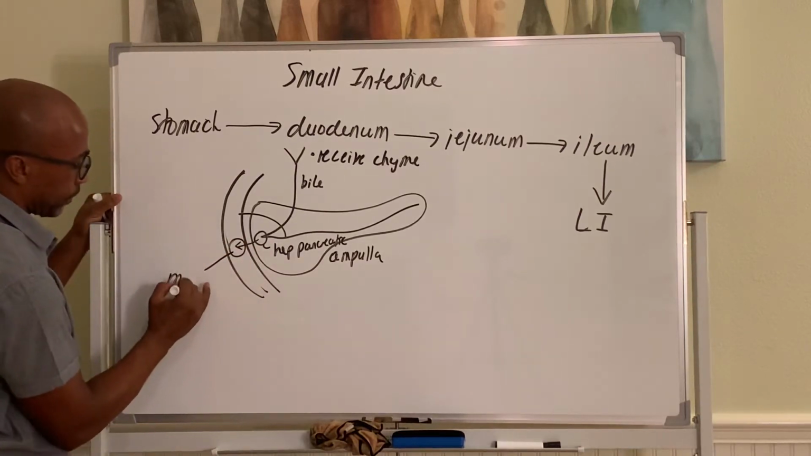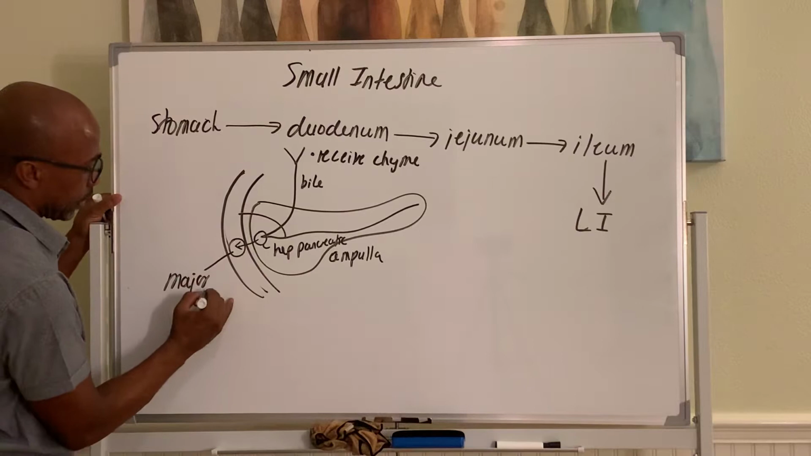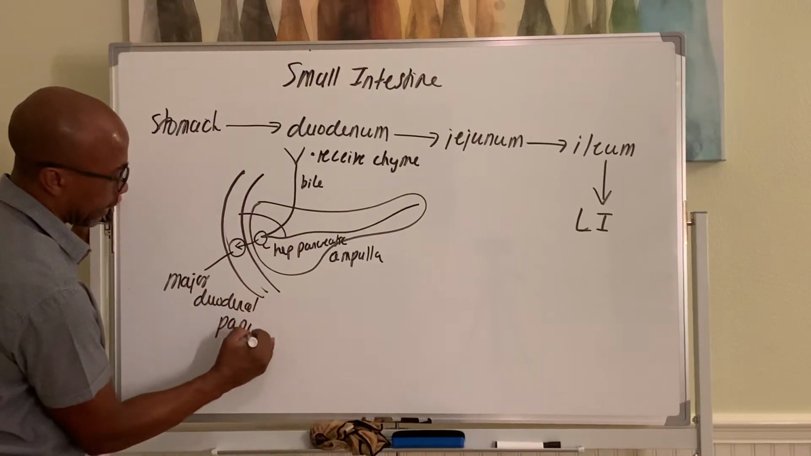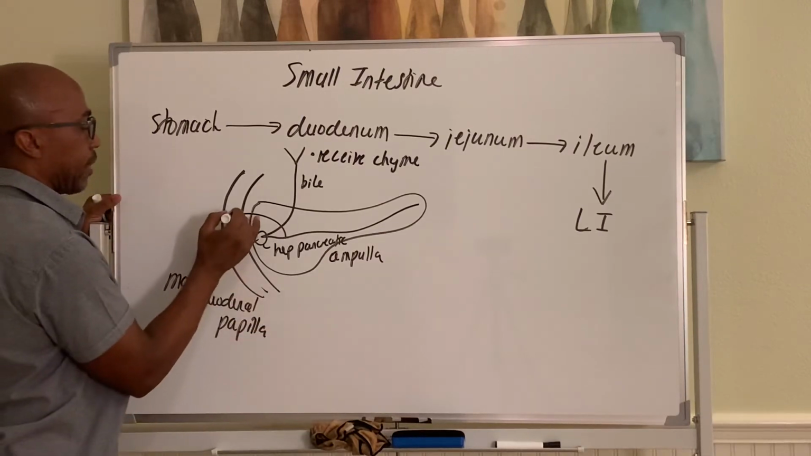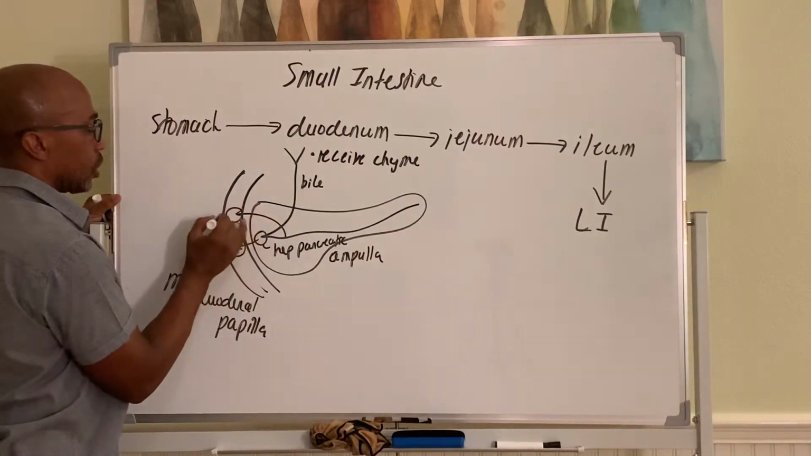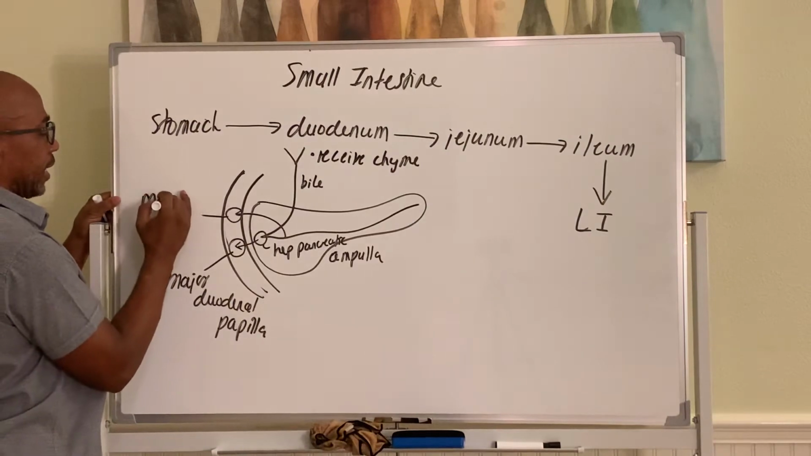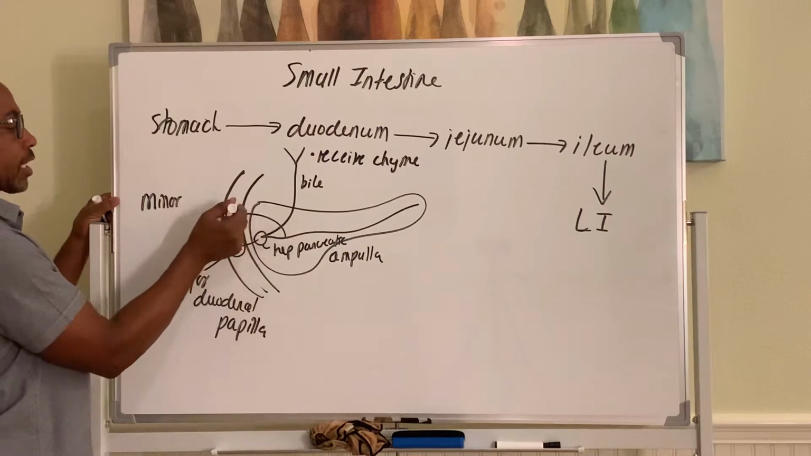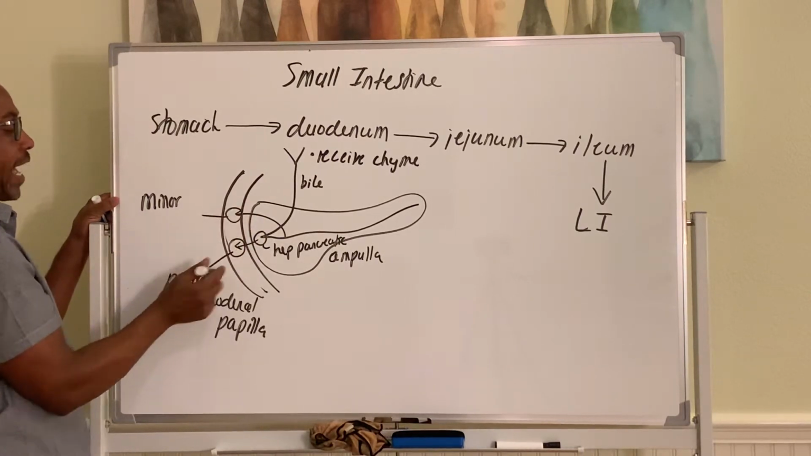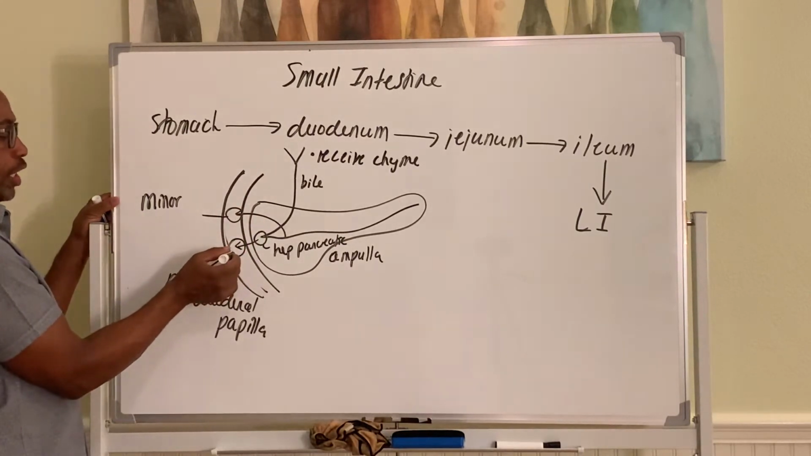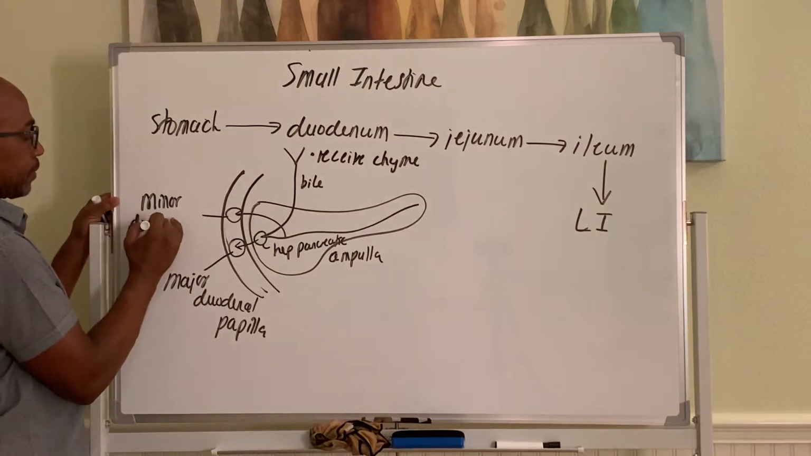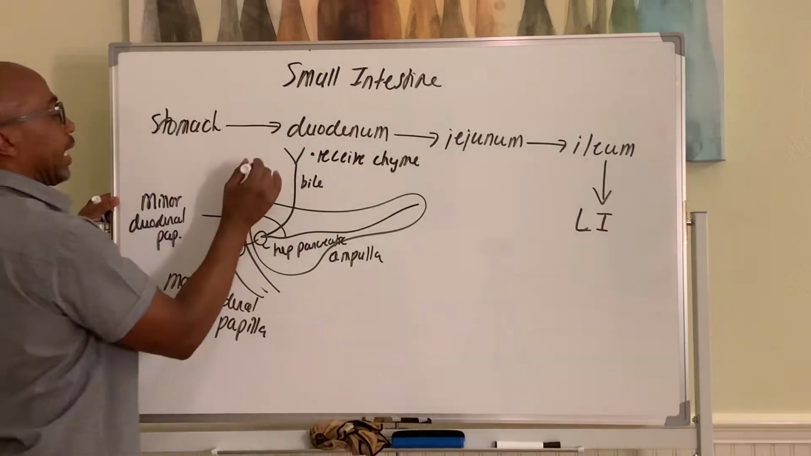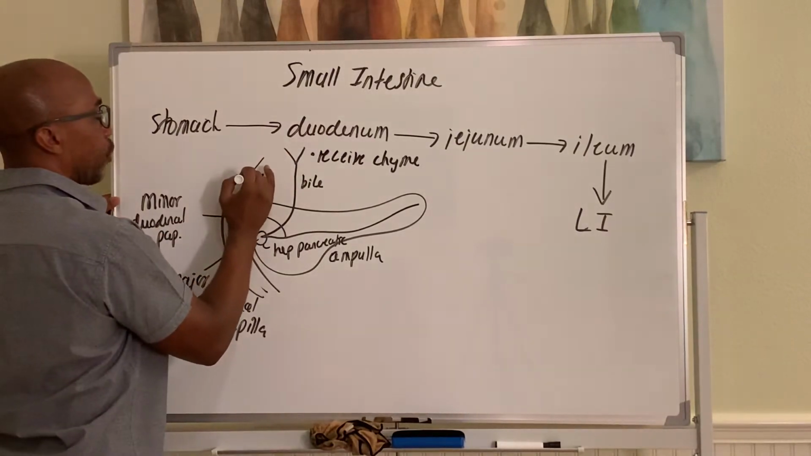And then from there, it moves into your major duodenal papilla. And you also had a minor duodenal papilla that only gets enzymes from the pancreas as well as bicarbonate. No bile comes from this one. Bile and enzyme both go into the major papilla. It's the minor duodenal papilla. And up here, this is where chyme comes from.